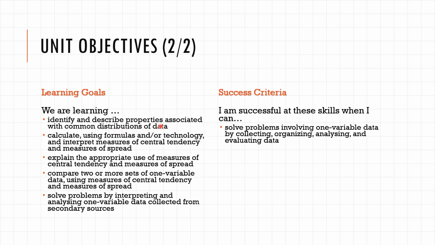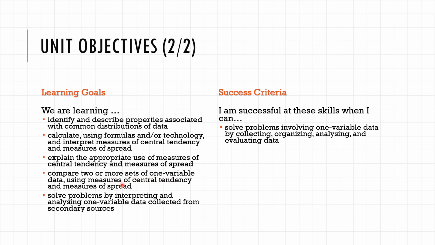We will take that data and we'll analyze things called measures of central tendency and spread. We'll figure out, okay, what are the different ways we could do that? What is the best one to use? So we'll explain the appropriate use of them. And then we will actually compare two different data sets, or even maybe more than two, using these two measures, a measure of central tendency and a measure of spread.